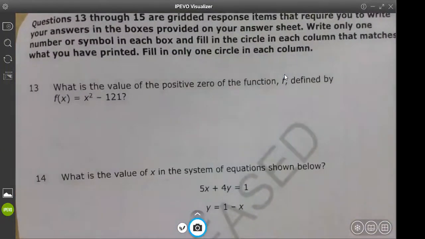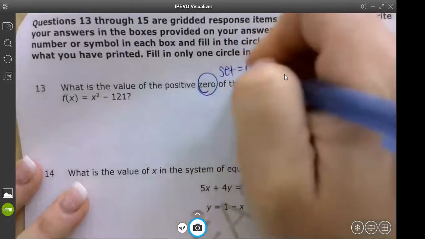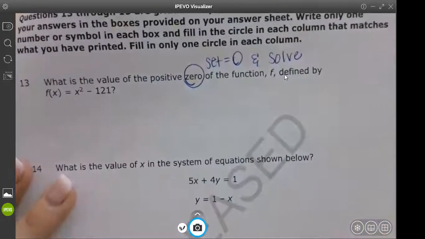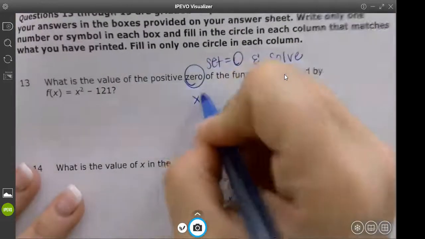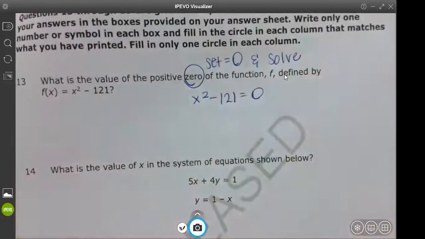Thirteen says, what is the value of the positive zero of the function? Zero means set equal to 0 and solve. Set equal to 0 and solve. So we're going to take x squared minus 121 and set it equal to 0.